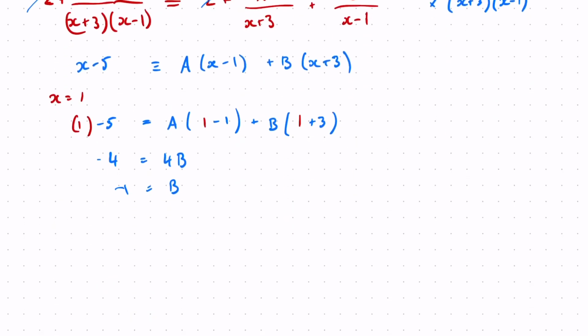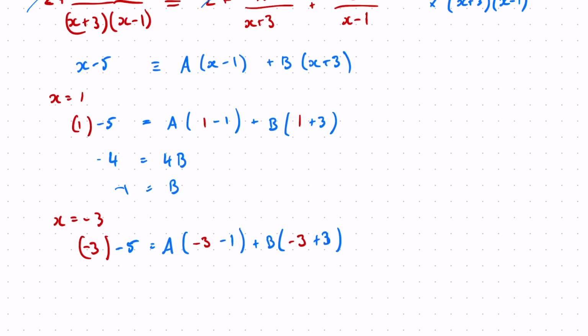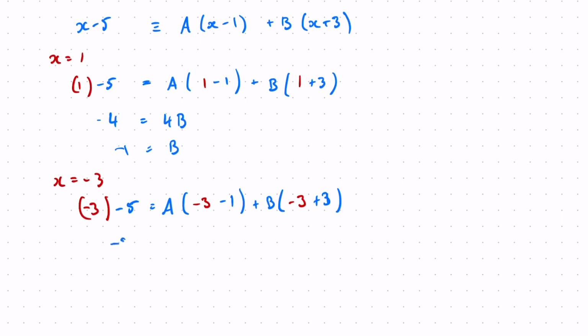Then I'm going to cancel out my b term by making x equal to minus 3, which is going to give me minus 3 minus 5 is equal to a(minus 3 minus 1) plus b(minus 3 plus 3). B is going to disappear. Minus 3 minus 5 is minus 8. Minus 3 minus 1 is minus 4, so minus 4a. So a is equal to 2.